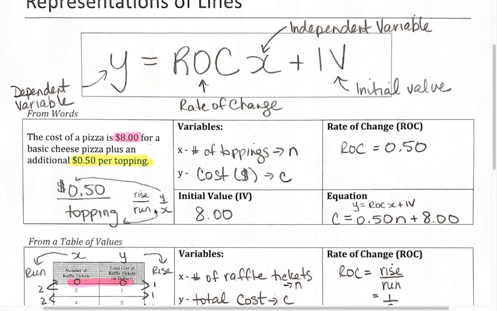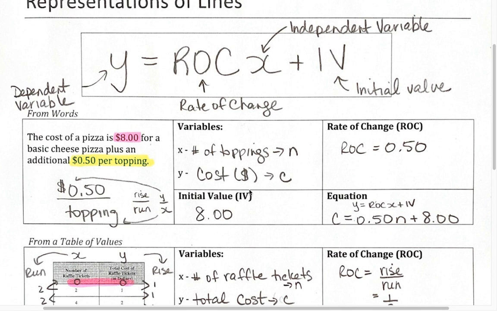On the bottom, I have my run. I know run means I'm going back and forth. So that's my x's, and my x's is my independent variable. So the number of toppings is on the bottom of my rate of change. So that's going to be my independent variable, and I'm just going to call that n for number of toppings. So I have two variables. My independent variable is the number of toppings, or n. The dependent variable is the cost in dollars, or C.